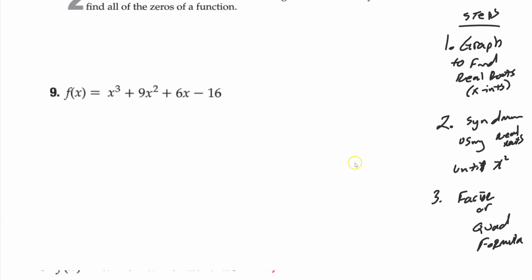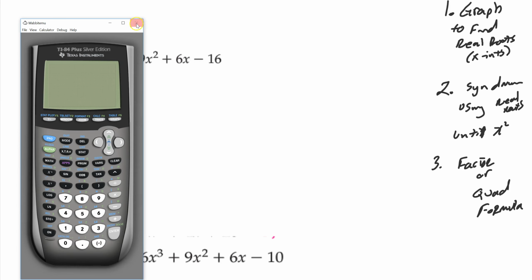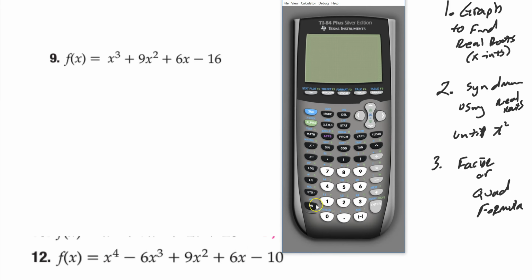We're going to graph this, we're going to look for the real roots. Once we find the real roots, then we can use synthetic division to make our problem smaller until we get to x squared. And once we do that, we can either factor or use the quadratic formula. So let's get started with this one. Bring up my calculator. I'm going to go to y equals, I'm going to type in my equation.